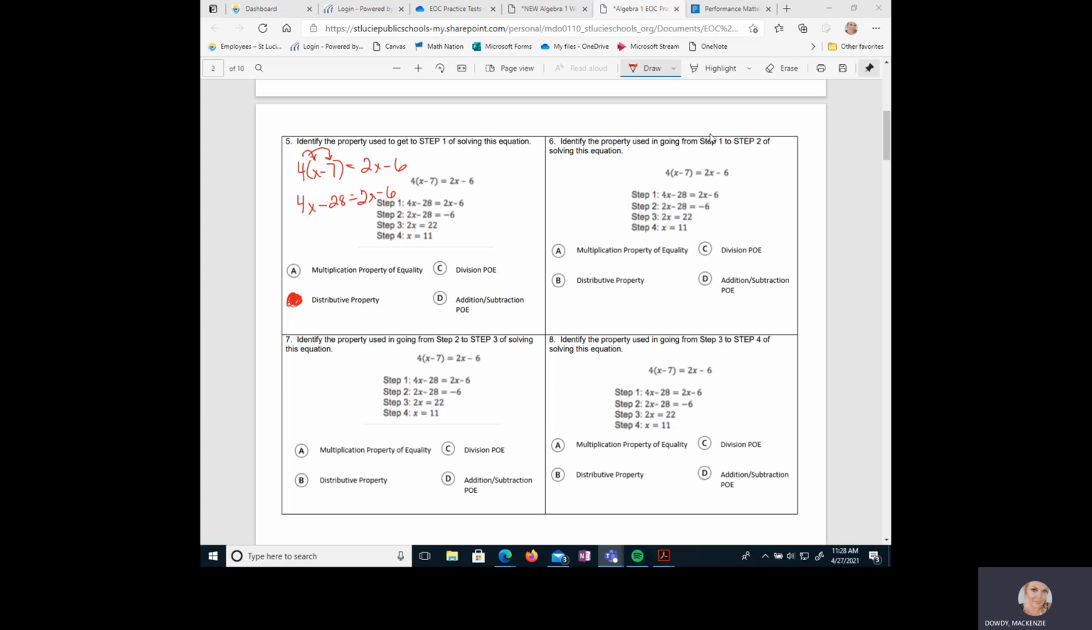Number 6, they want to know, how did we get from step 1 to step 2? Step 1 says 4x minus 28 equals 2x minus 6. Step 2 is 2x minus 28 equals negative 6. So they got rid of the 2x here by subtracting it from both sides. They got rid of the smallest variable. So that is the subtraction property of equality.